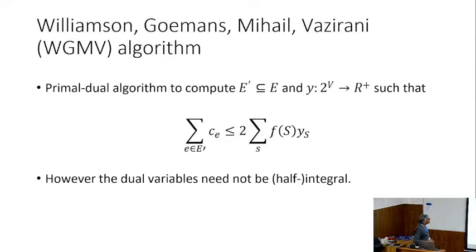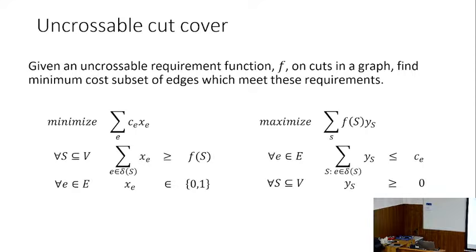And this was an old algorithm from the 90s. Williamson, Goemans, Mihail and Vazirani, which worked for such functions, gave a two approximation. So it's a primal dual algorithm which computes a dual solution. What's a dual solution? Okay, let me tell you what the dual solution here is. The dual solution is an assignment of values to sets of vertices. So y_S is a value that I assign to a set of vertices, and it's a packing of these, right?